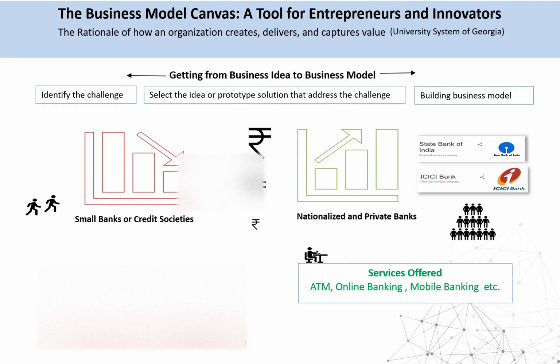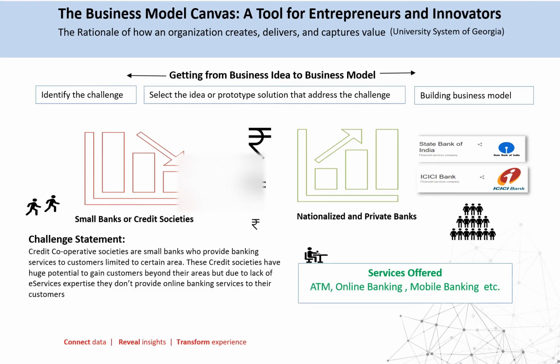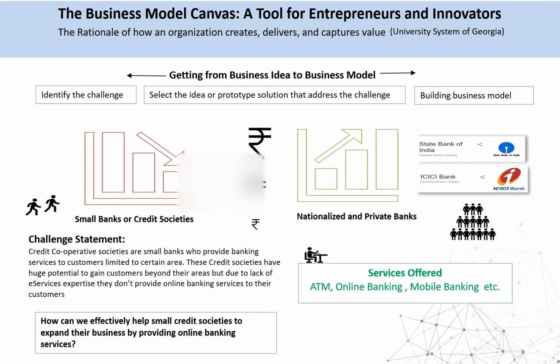The credit cooperative societies are small banks who provide banking services to customers limited to a certain area. These credit societies have huge potential to gain customers beyond their areas, but due to lack of e-services expertise, they don't provide online banking services to their customers. Now, how can we effectively help these credit societies to expand their business by providing online banking services?